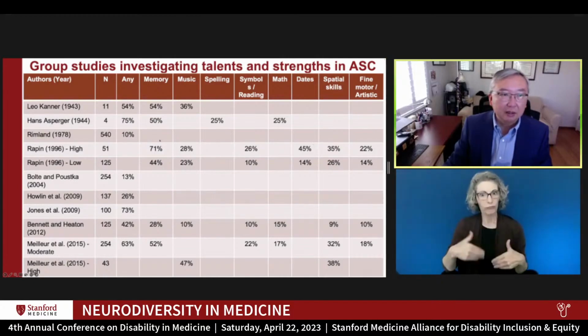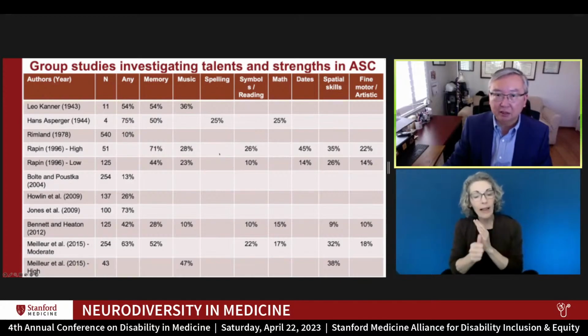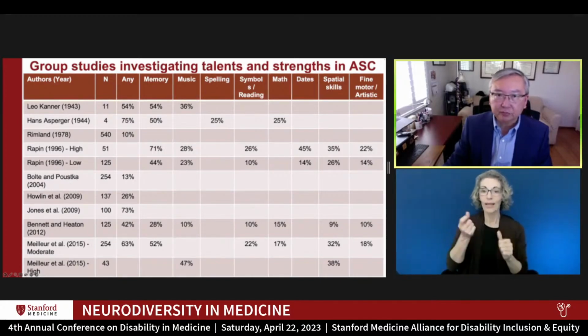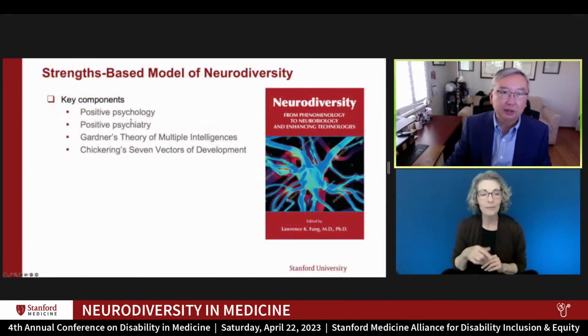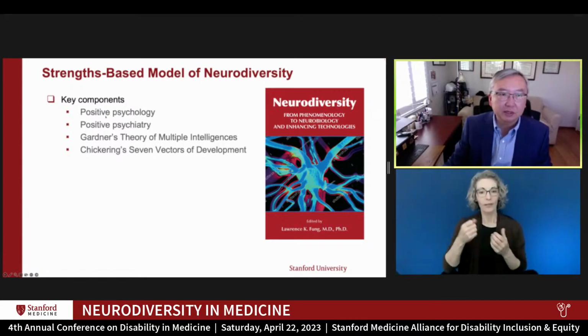And this finding actually started all the way in the beginning when Leo Kanner, who coined the term autism, already told us about the memory skills and the musical abilities in the first 11 cases that he reported. So there are four components of the strength-based model. The first is positive psychology, and then positive psychiatry, Gardner's theory of multiple intelligence, and Chickering's 7 factors of development.